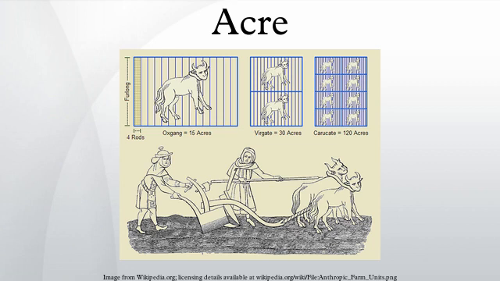The Byzantine zeugarion was also based on the area of farmland which could be ploughed by a pair of oxen. This was adopted as the Ottoman çift.